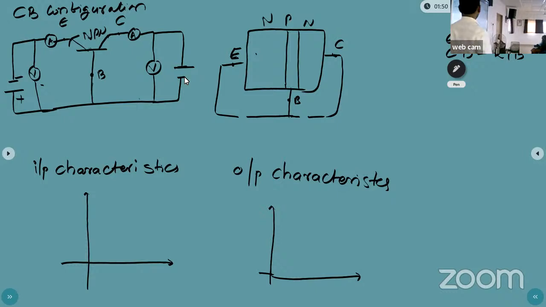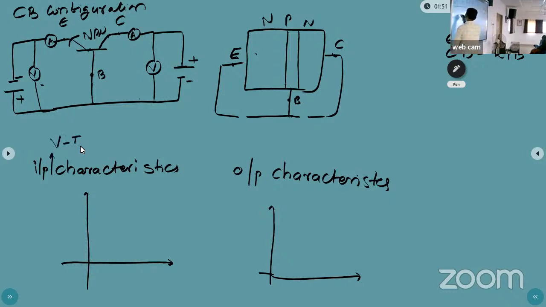Right? Next, the batteries are connected to the input circuit as well as the output circuit. This is the input circuit and this one is the output circuit. Now plus, minus. Now we are drawing the input characteristics and the output characteristics.